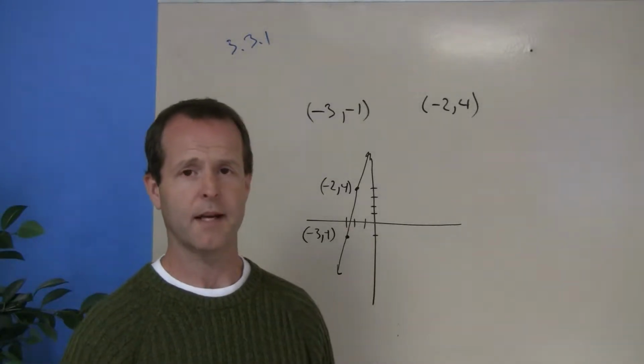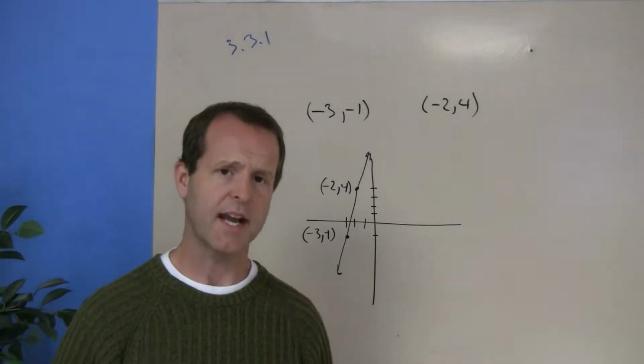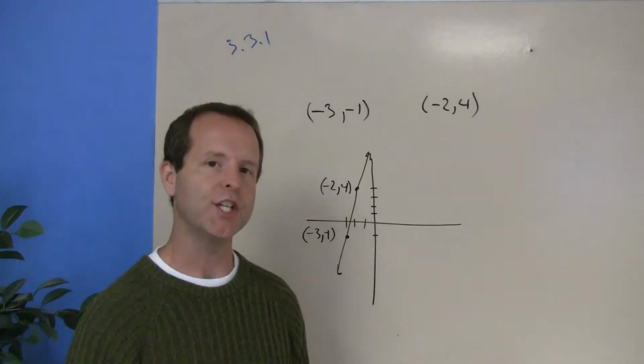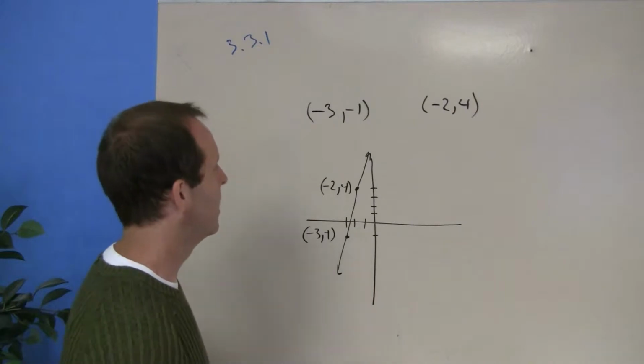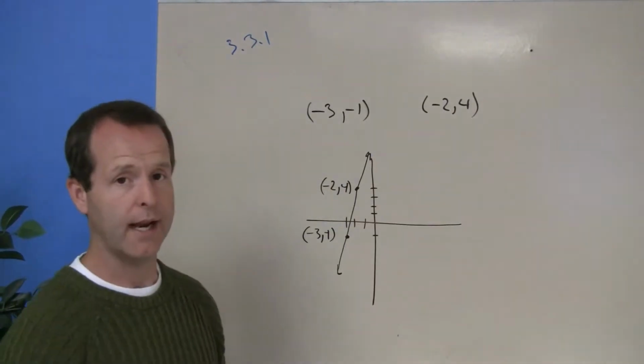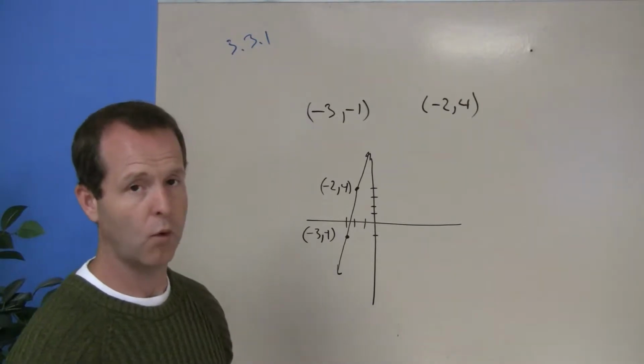An idea that we want to become accustomed to is the idea of slope. It's a rate of change. How quickly is a line changing over a given period of time? Well, to start to introduce this topic, let's have 2 points, (-3, -1), and then (-2, 4).